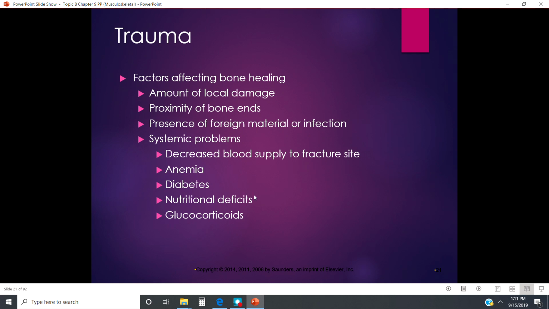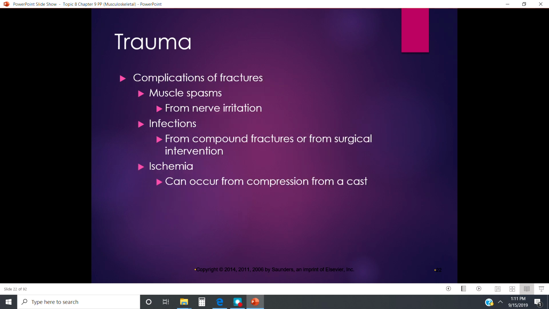Vitamin B. These are all vitamin K. These are all important things for healing of bone, and they may be on glucocorticoids, which would also be a problem. Okay, so these are some of the things that affect bone healing. So let's take a look at some of the complications of fractures.